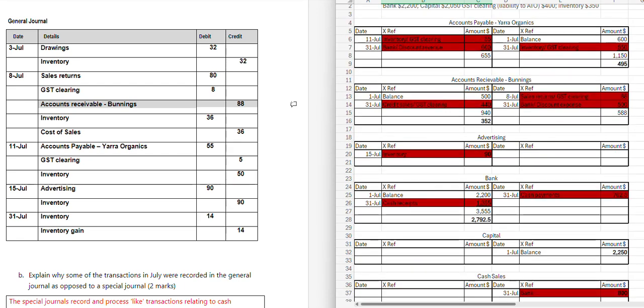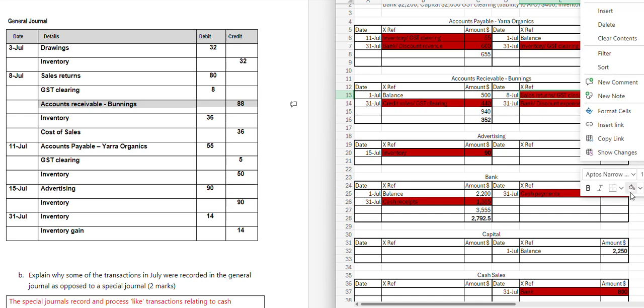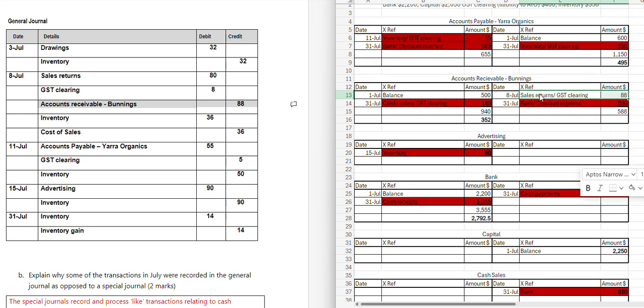Back upstairs to the accounts receivable. Now we need a credit entry because the account receivable is being reduced due to that return. And so for our GL entry, we just go sales returns slash GST $88 because it's a combination of those two accounts that are causing that $88 reduction.